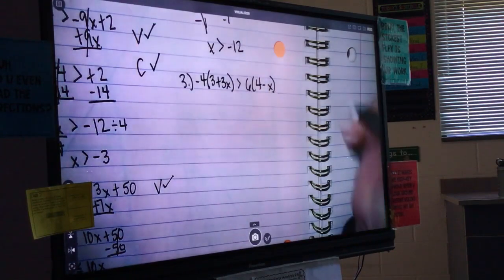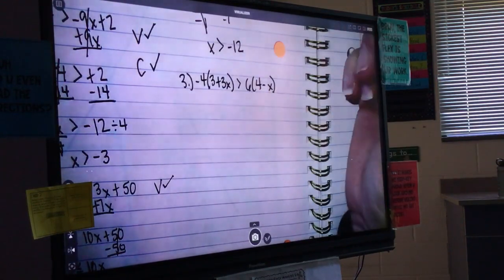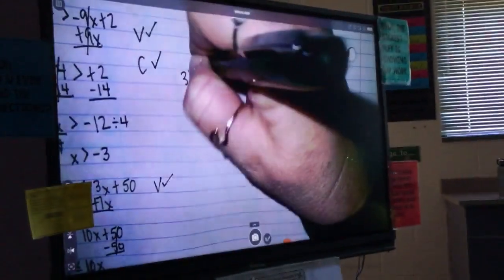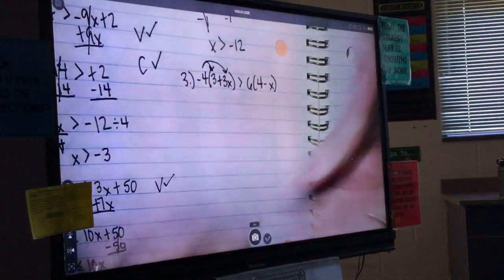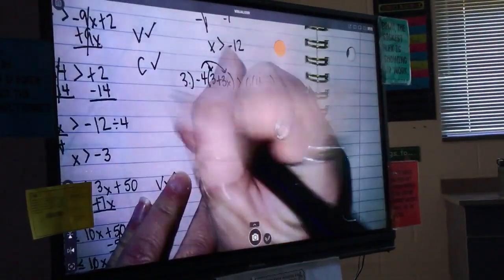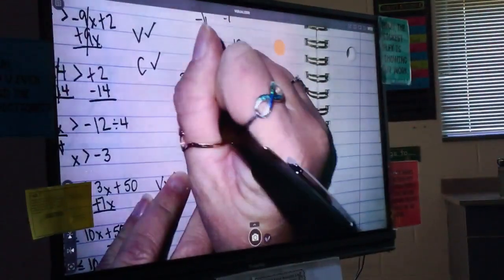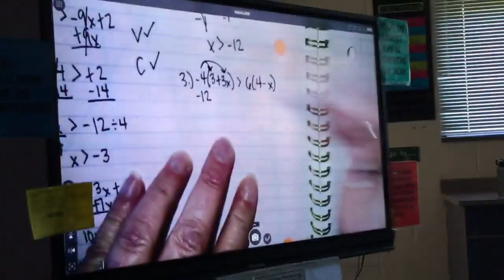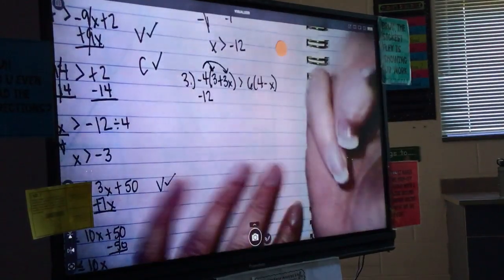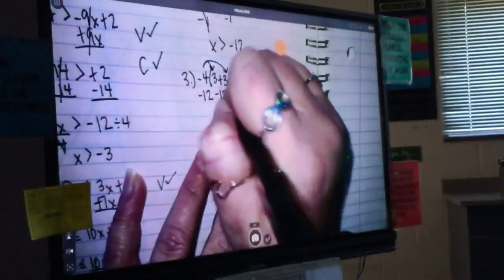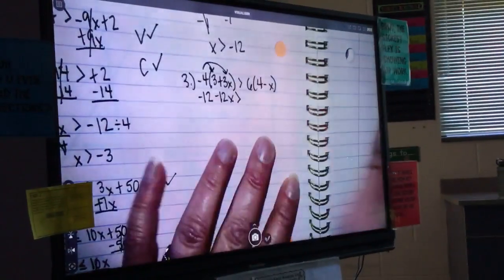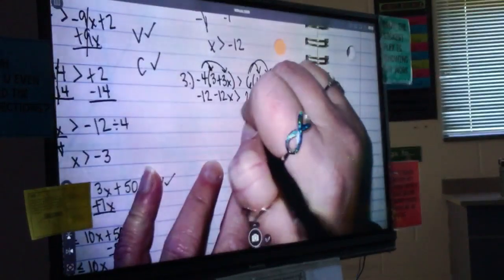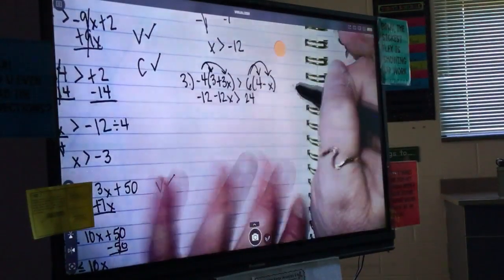All right, let's go ahead and go over this. Have a seat. So I'm going to distribute in negative 4. Negative 4 times 3 gives me what? Negative 12. Negative 4 times negative 3x gives me what? Negative 12x. And then I'm going to distribute in my 6. 6 times 4. 6 times negative x.